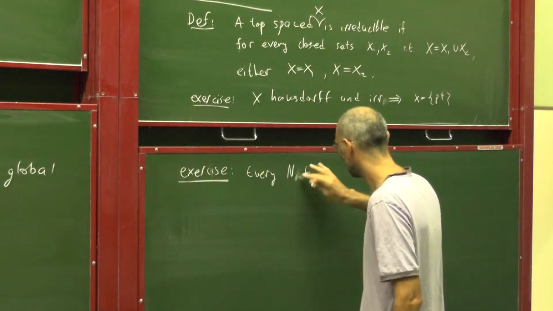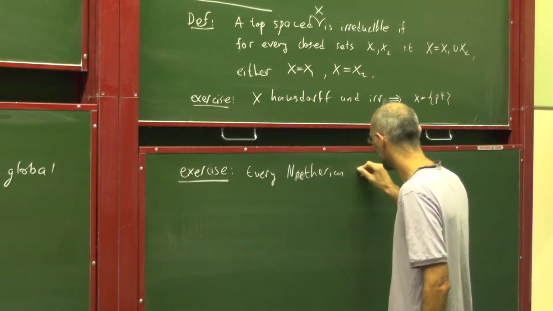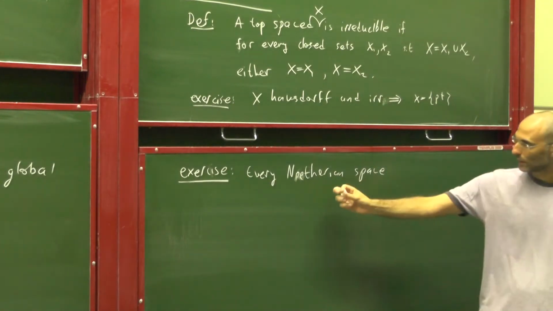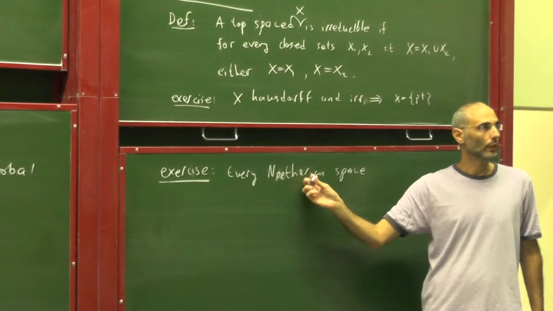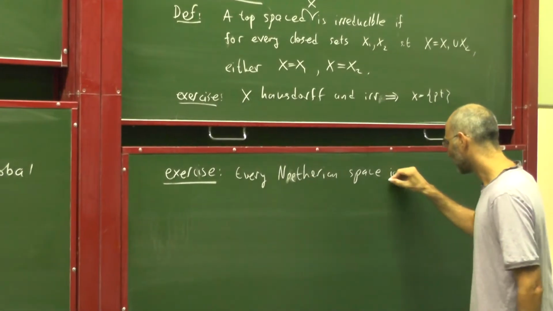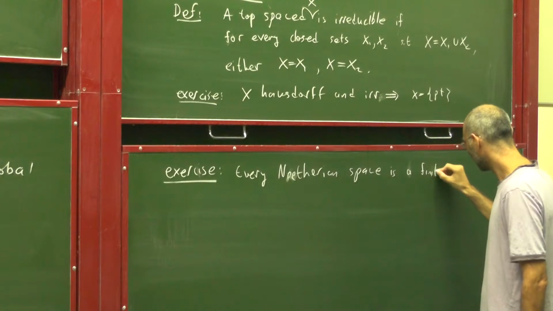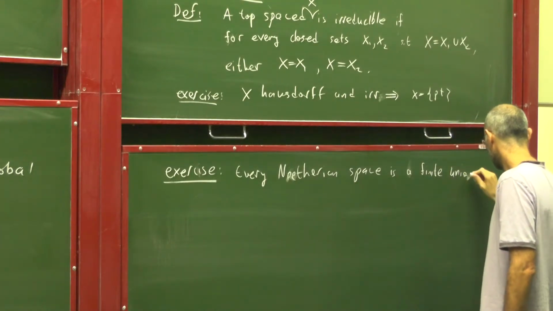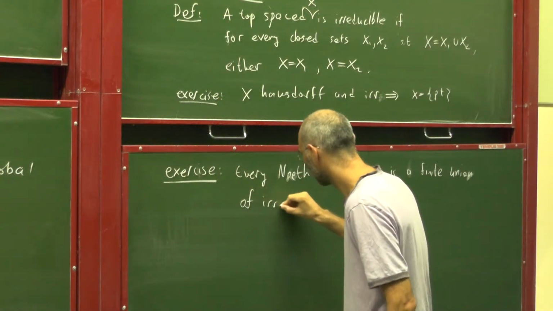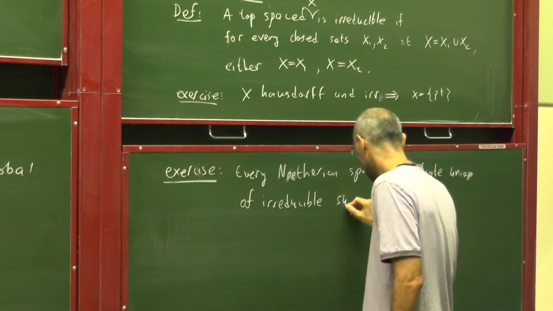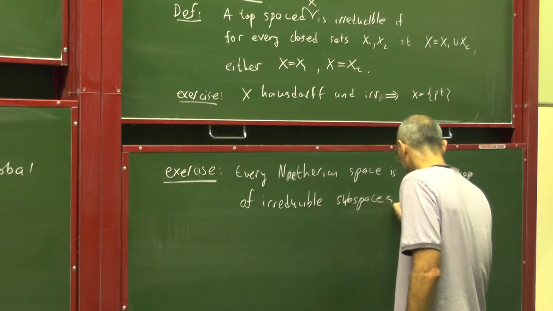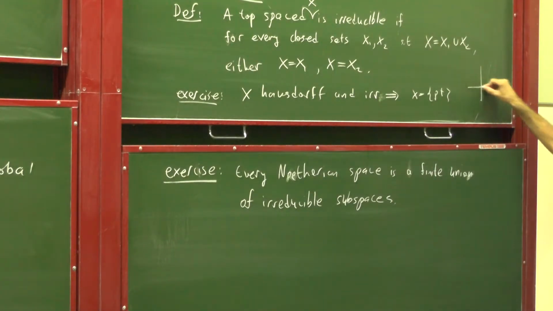And then third, a Noetherian topological space: if every collection of closed sets has a minimum, then it is a finite union of irreducible closed subsets. By geometry, this space, for example, is irreducible. The union of these two spaces is not, but it can be broken down into two pieces, obviously.